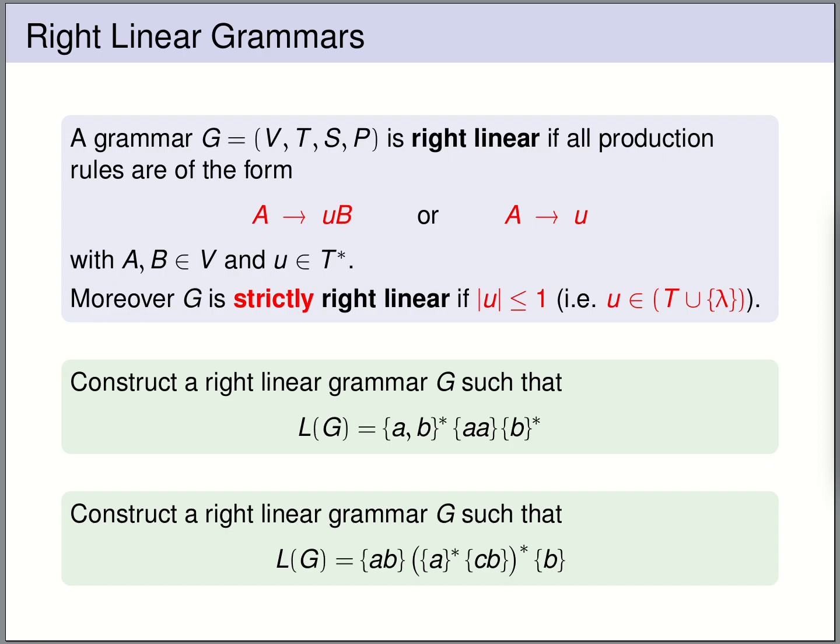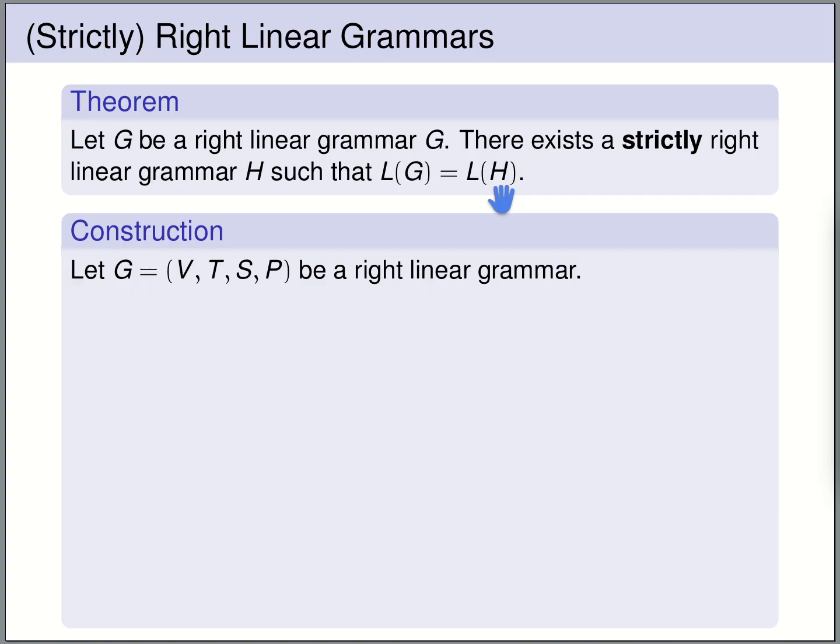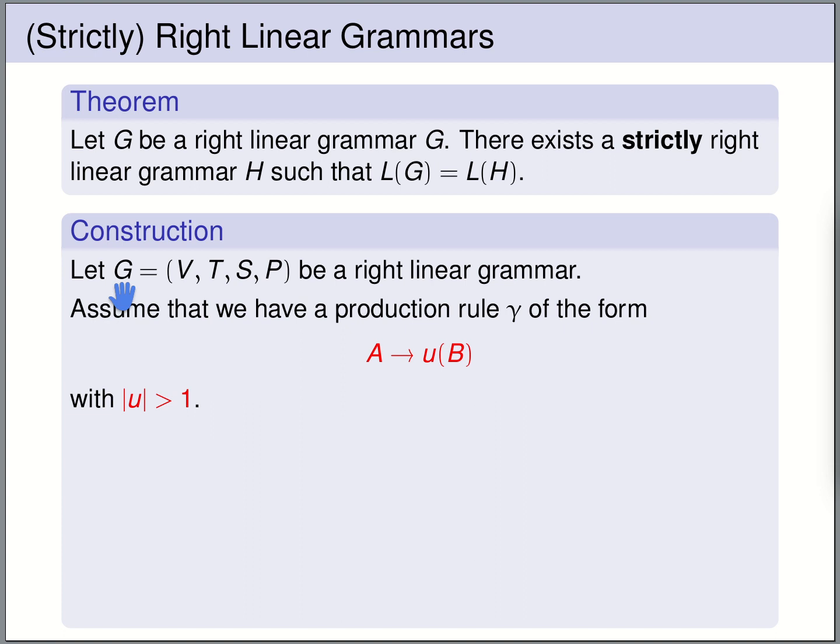Next, we will see that every right linear grammar can be transformed into a strictly right linear grammar that generates the same language. So we can always make sure that the terminal word u here has at most length 1, so it's either a single letter or the empty word. This is this theorem. It says that for every right linear grammar G, there exists a strictly right linear grammar that generates the same language. The idea of the construction is very simple. We start with an arbitrary right linear grammar G, and now we transform it into a strictly right linear one by splitting rules that are not strictly right linear.